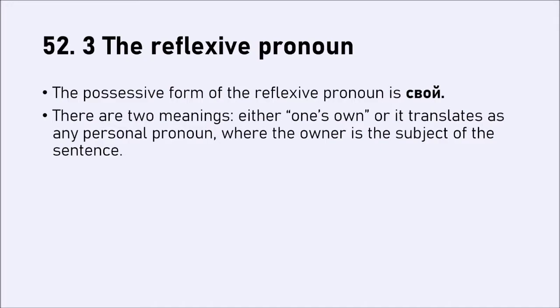So the first meaning, у него свои проблемы. He has his own problems. In other words, the problems belong to him. Okay? This is rarely used, so don't worry about that. The main usage, and when it's most commonly used, is the second scenario, when the owner is the subject of the sentence. I'll show you how that works in a moment.